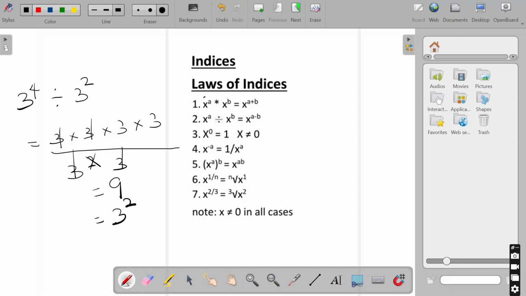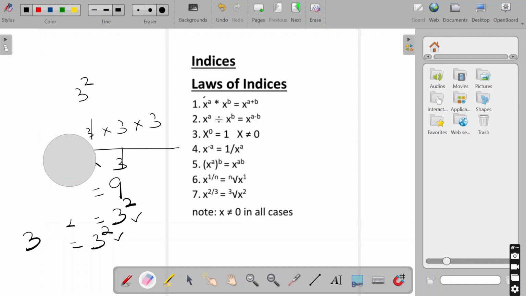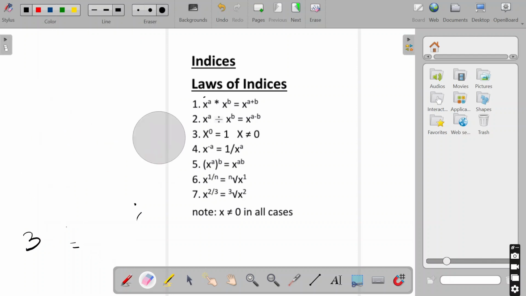So instead of going through this route, all we needed to do is this: when there is a division in indices, division is minus. Just write the index 4, then minus 2, and that will give you 3 raised to the power of 2, which is still the same as this. This is a quicker way. So indices is just a quicker way of representing continuous multiples of numbers.